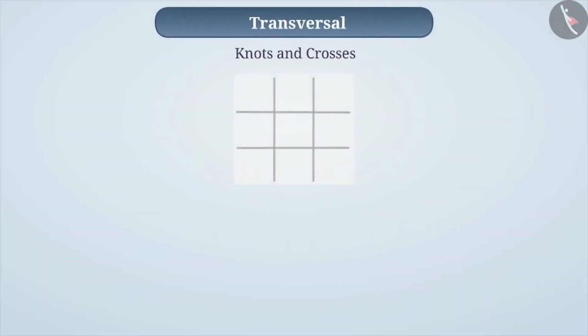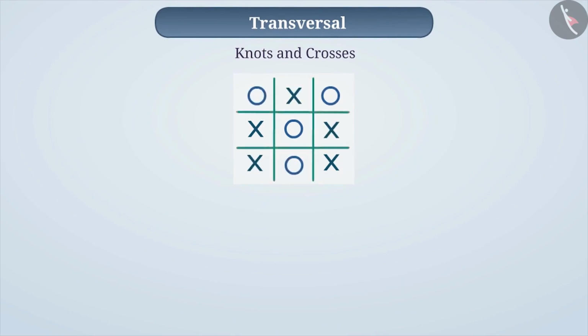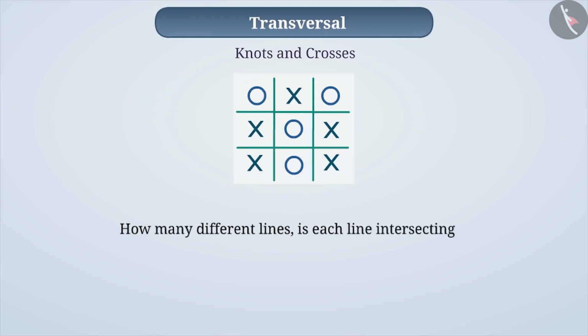Do you play tic-tac-toe game? We need to draw 4 lines to play this game. Can you find out how many different lines is each line intersecting with? Think for a while. Absolutely correct. Here you can see that each line is intersecting 2 different lines at 2 different points.